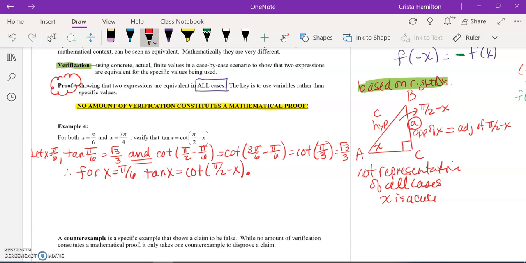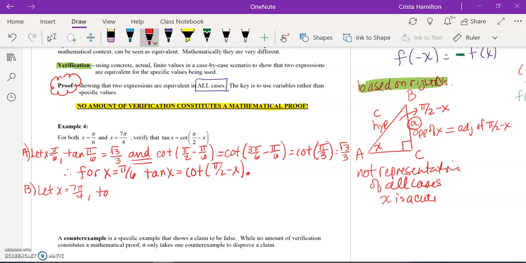Notice, let's call that A. That does not mean that it works in all cases. It means it works in that one case. That's great. It gives us some evidence that it may be true for all, but does not prove that it's true for all. We could let x equal the other one, 7 pi over 4.